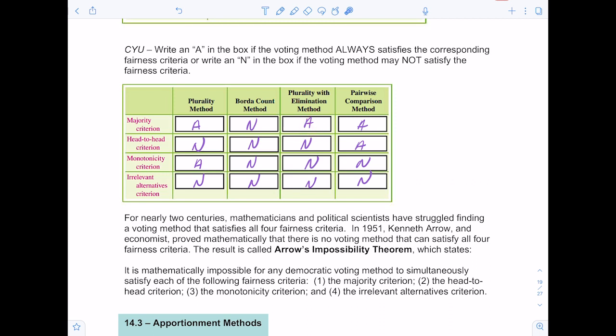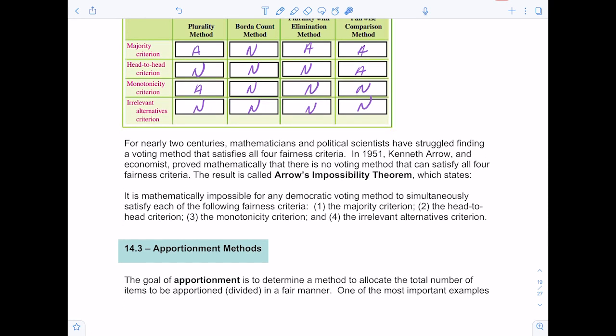So as you can see, there could be a lot of controversy in different voting methods because they have different flaws and they may not be fair, because they don't pass the fairness criteria. There was a theorem called Arrow's impossibility theorem, named after an economist, Kenneth Arrow, back in the 1950s, and he proved mathematically that there's no voting method that can satisfy all 4 fairness criteria. So it's mathematically impossible for any democratic voting method, and we live in a democracy, to simultaneously satisfy each of these fairness criteria. Now, each one, except for the Borda count method, will satisfy a criterion, but none of them will satisfy all four fairness criteria at the same time.